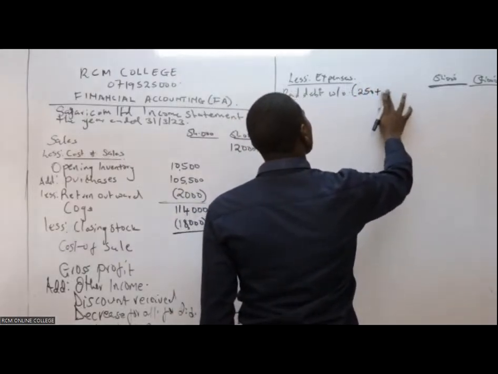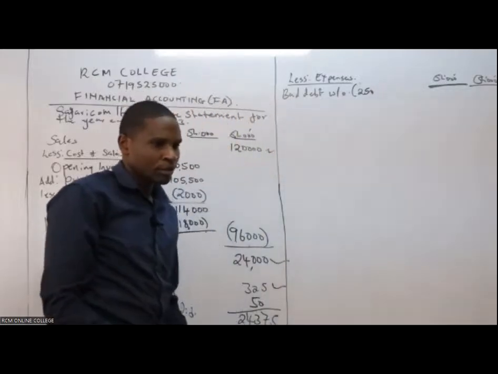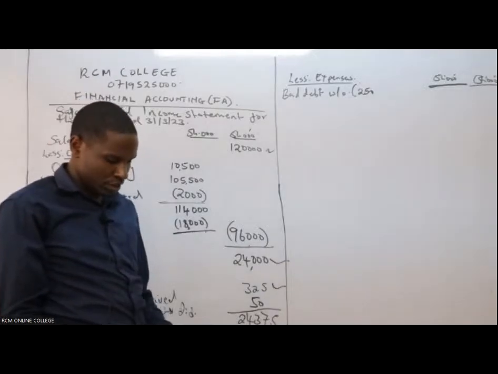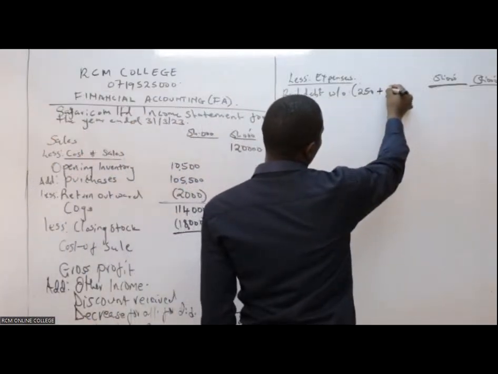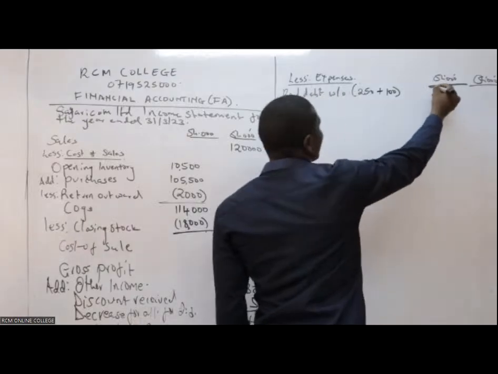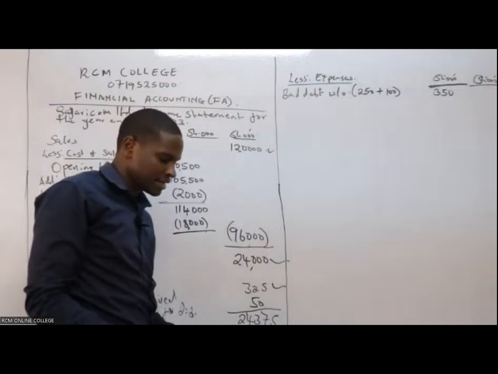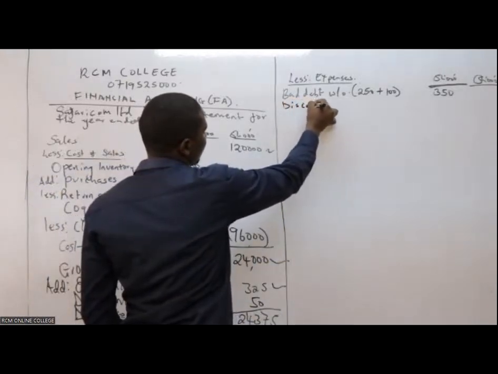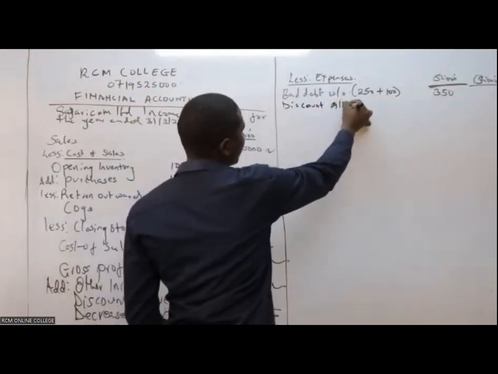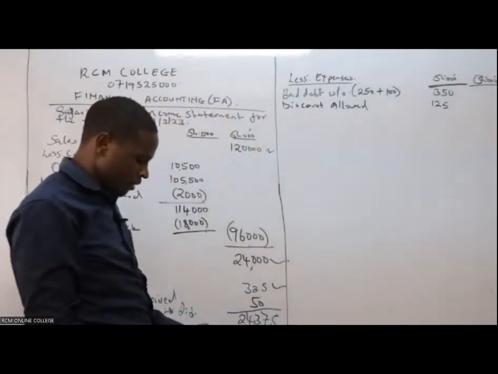Bad debt written off ni ngapi jameni? We have to check. We had that man who was declared bankrupt plus what? Plus the 100 that is in our trial balance. So this will be 350. That is an expense, a direct expense. Then discount allowed, that is an expense. Discount allowed is 125.